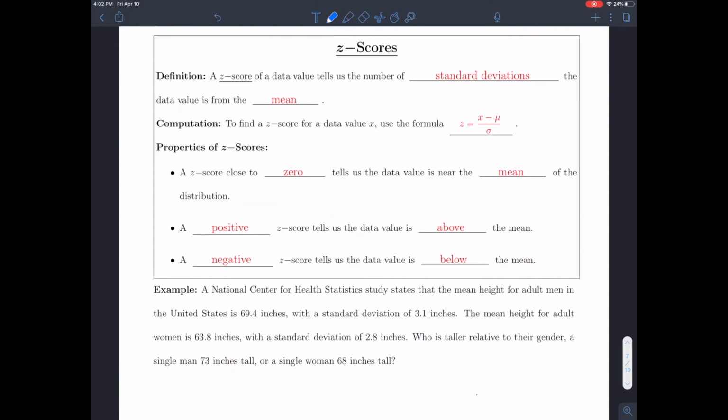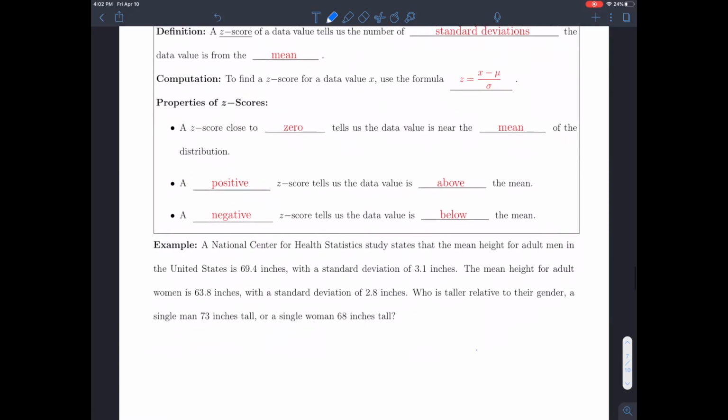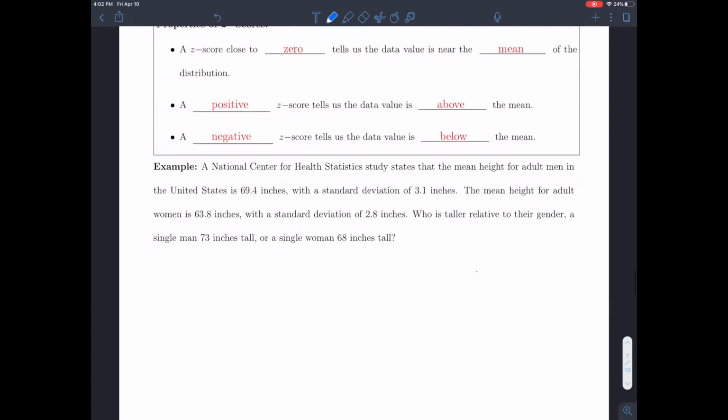In this video, I'm going to talk about z-scores. And so a z-score is essentially the number of standard deviations that a data value is away from the mean for a normal distribution. And so if I look at this example down here, it gives me two normal distributions. One's for the height of men, and the other is for the heights of women.